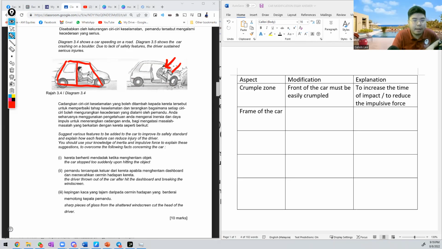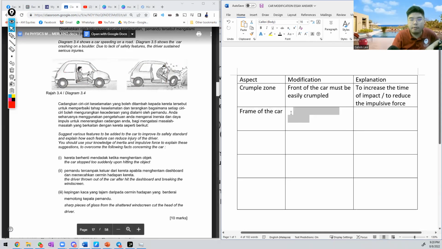For example, this bar here. Want it to be strong. So the frame of the car, we call it bingkai kereta. We want to make it out of a strong material. Why? Because to prevent the collapse of the car into the cabin, to prevent the breaking of the windscreen.